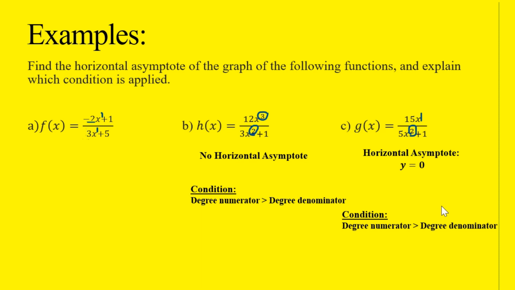And the condition that we applied to this one is that the degree in the numerator is less than the degree in the denominator. So therefore, we say the horizontal asymptote is y equals 0.